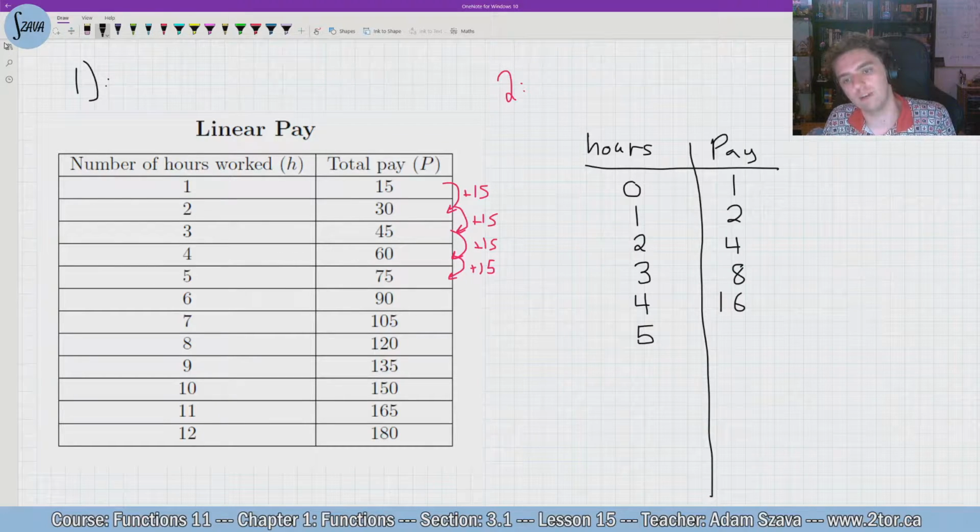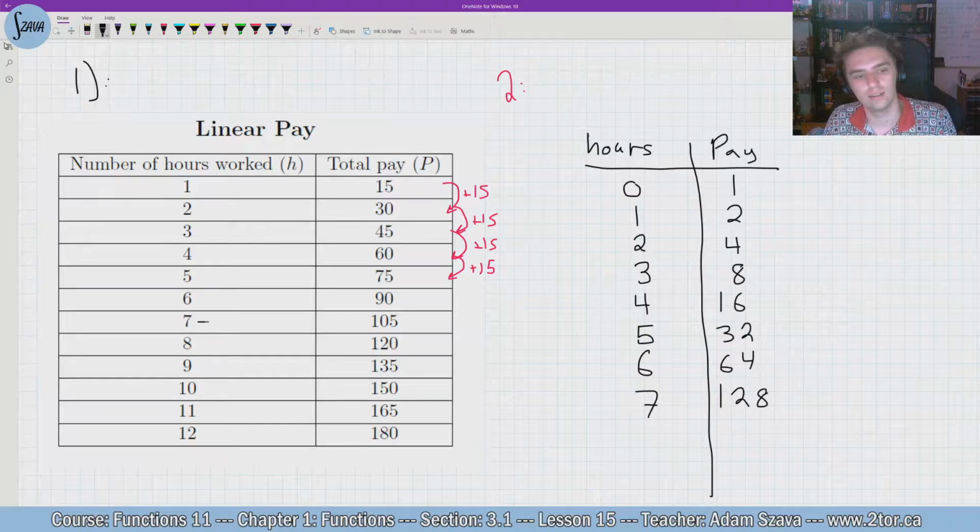Okay, well, let's continue. 5 hours, they're going to double that, so you make $32. Okay, better. 6 hours, you make $64. Just double that. Okay, well, we're getting closer. 6 hours, $90, still better. 7 hours, $128. For 7 hours of work here, you made $105. So now we're making more with this second option, right, which is exponential pay.